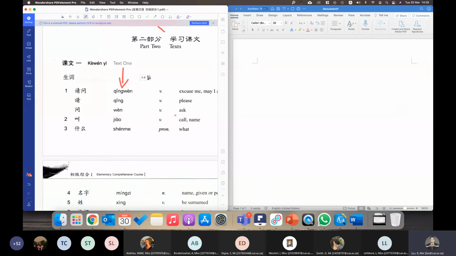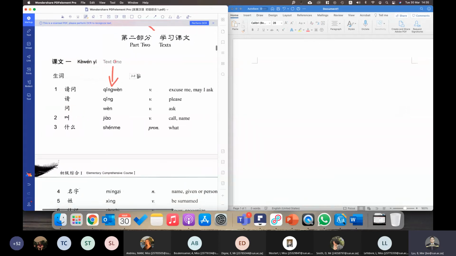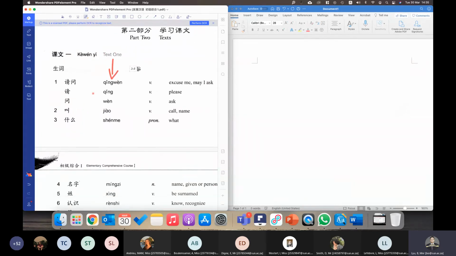请问. The textbook tells us that means excuse me or may I ask. It's two Chinese characters, right? One is 请, as a verb meaning please. 问, as a verb, to ask. Please, may I ask? 请问. 叫: it is a verb again.